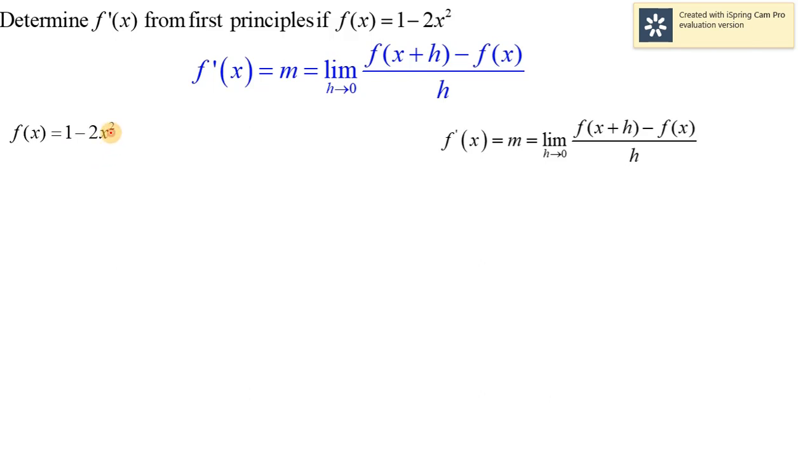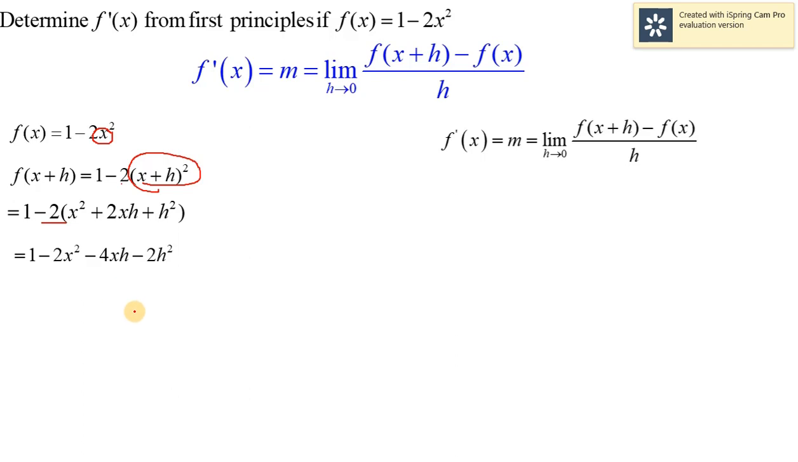The question is f of x is equal to 1 minus 2x squared. And by now you know that all I do is, in the place of x, I remove x and I replace it with x plus h. There's the 1, there's the negative sign, there's the 2, there's the squared. All I did was I replaced x with x plus h. And now I simplify. If I simplify, it means I can work this portion out first. Then I can multiply by the 2 as in the case of here. And I end up with 1 minus 2x squared minus 4xh minus 2h squared.